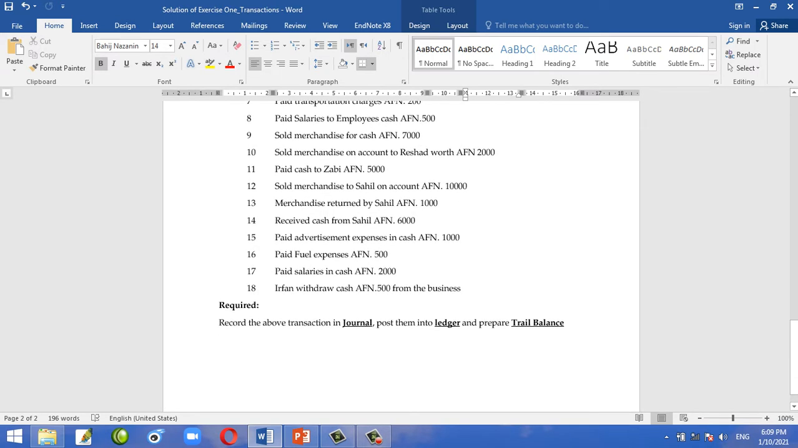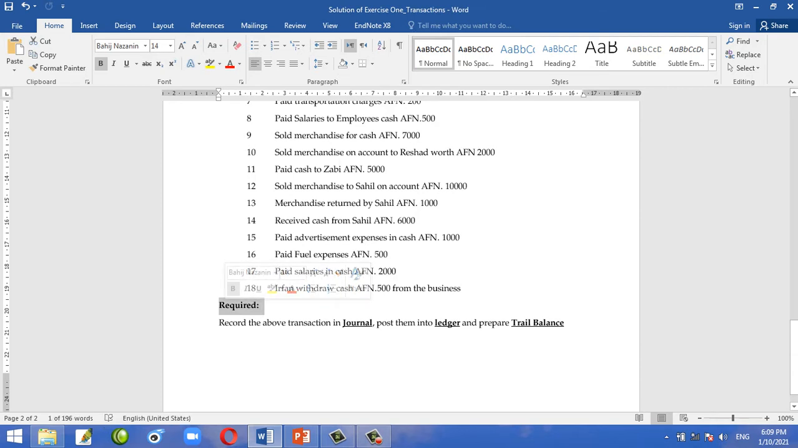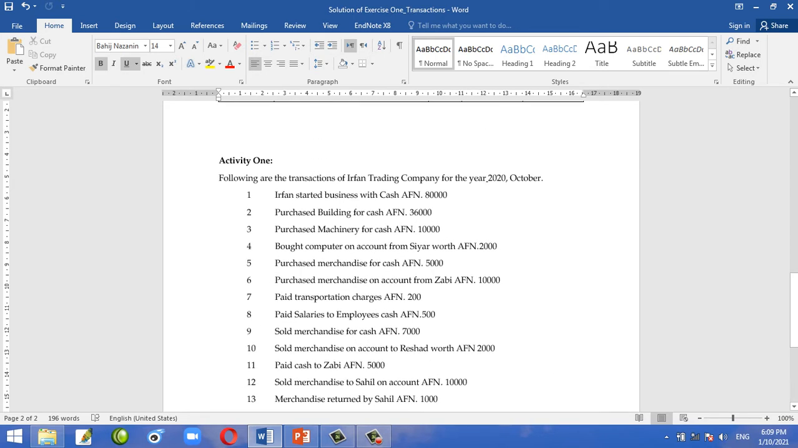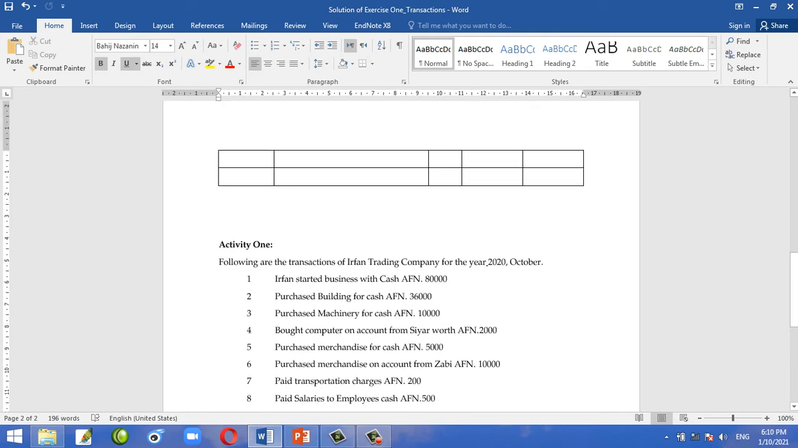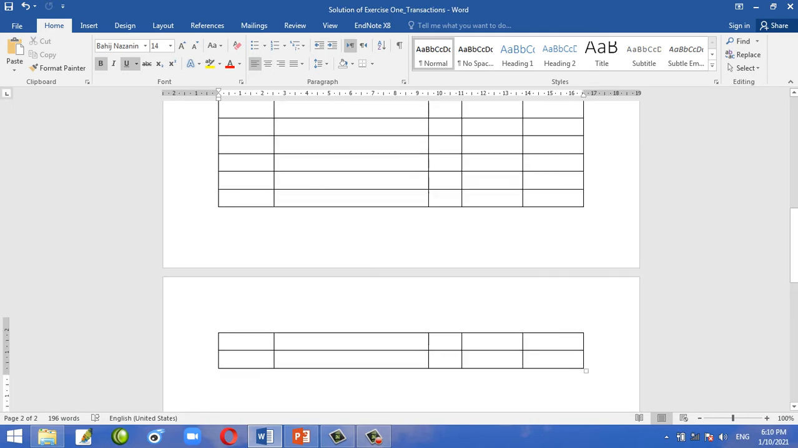If we come here, the required are the journal, ledger, and trial balance. Firstly, we are recording all these transactions in the journal. In the next lectures, you will be posting them into the ledger, and after that you will be preparing the trial balance. So now come to the first example: Irfan started business with cash Afghanis 80,000.